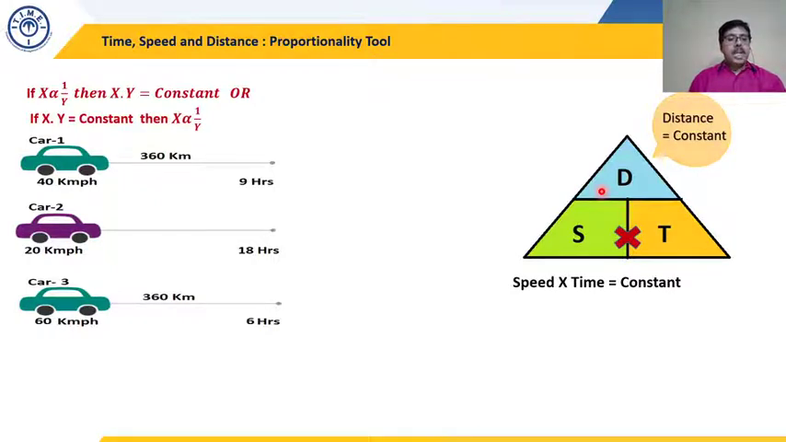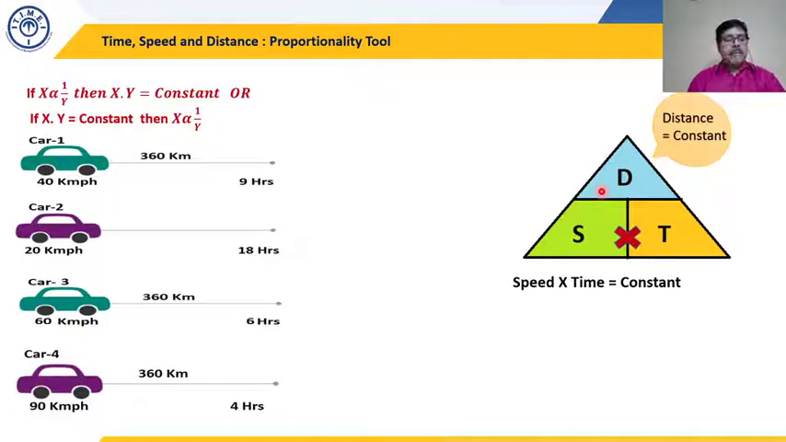If the same stretch of 360 km is covered by car number 4, whose speed is 90 km per hour, it will take how much time? 4 hours. So 60 to 90, can I say speed becomes 3 by 2 times, or 1.5 times. So if your speed becomes 3 by 2 times, time taken would be 2 upon 3 times, in the reverse ratio, in the inverse ratio. So if my speed is 3 by 2 times of the earlier one, my new time taken is 2 by 3 times of the earlier one. So 2 by 3 into 6 is 4 hours.